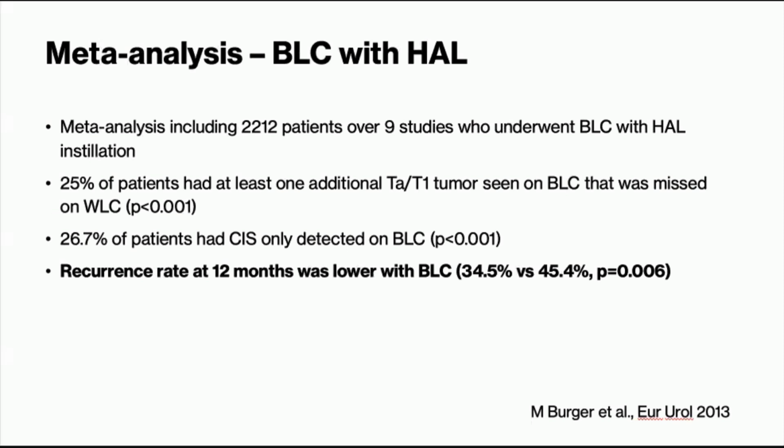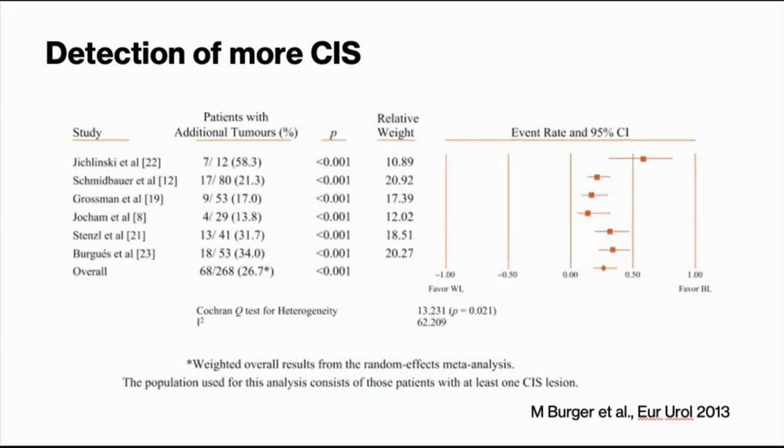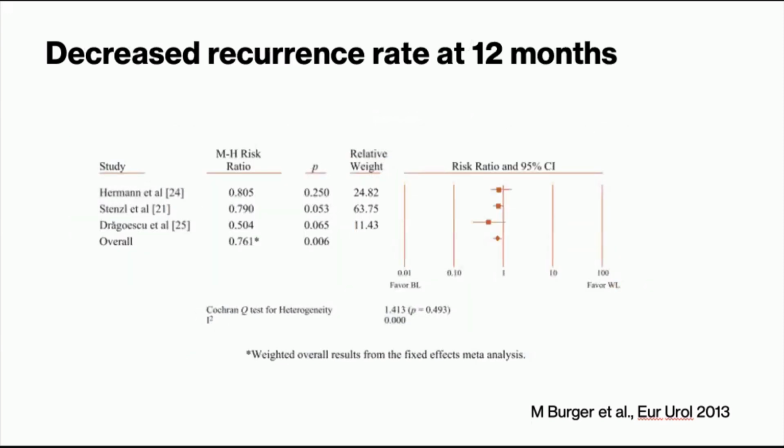Now, this was a meta-analysis done only on RCTs using HAL specifically. And Berger demonstrated that a quarter of patients who had blue light cysto were found to have at least one additional non-muscle invasive tumor that was missed on white light cysto. And over a quarter of patients had CIS that was purely detected on blue light cystoscopy. But perhaps the notable thing with the outcome is that the recurrence rate at 12 months was significantly lower with blue light cystoscopy. And this was based on a subset of 9 prospective studies that were included in the meta-analysis. These are just the forest plots showing the favor in detection of non-muscle invasive disease for blue light cysto, CIS, and your 12-month recurrence rate.